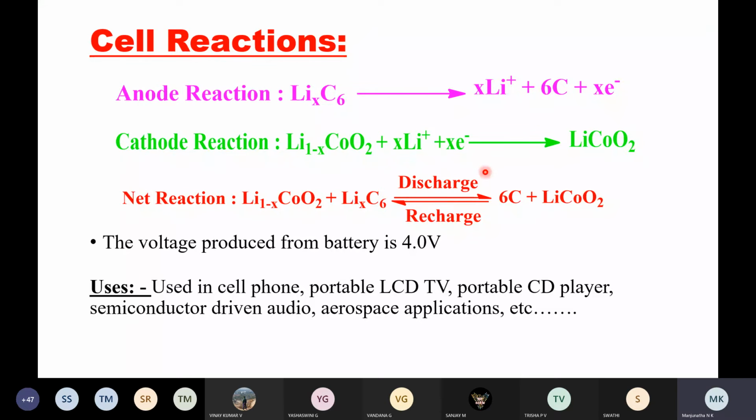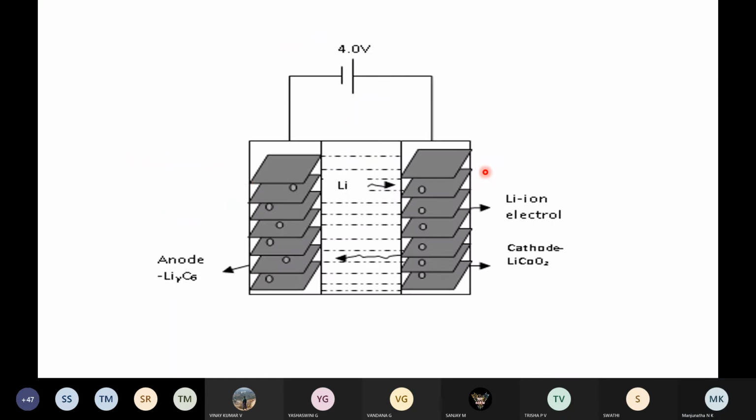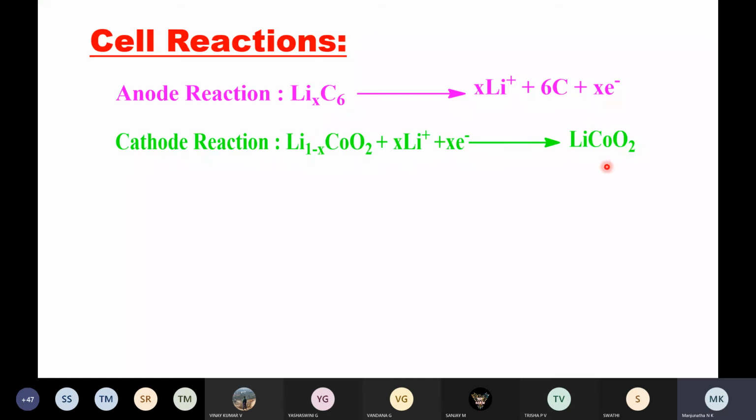During working, the lithium ions liberated at the anode move towards the cathode through the electrolyte. In this way, the lithiated cobalt oxide, by gaining the electrons from the external circuit and by reacting with lithium ions, forms lithium cobalt oxide.